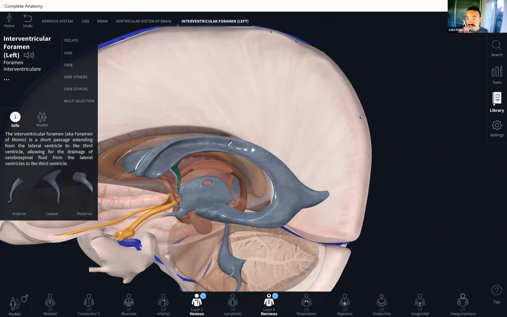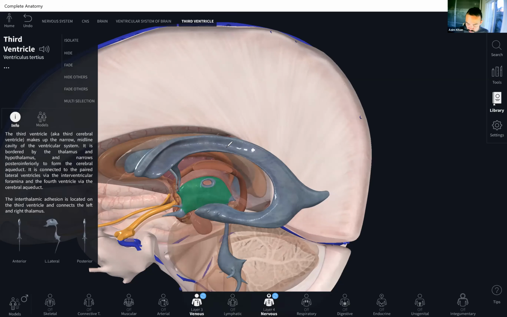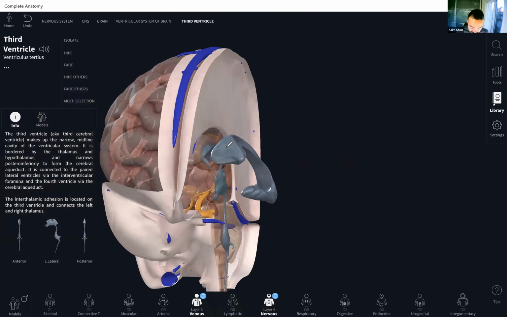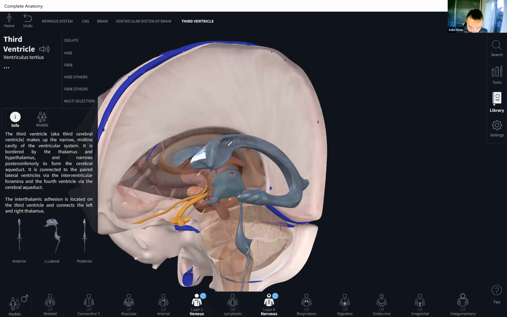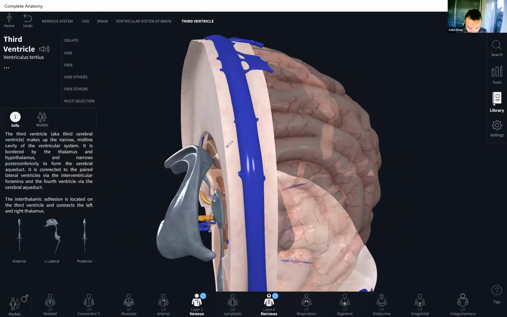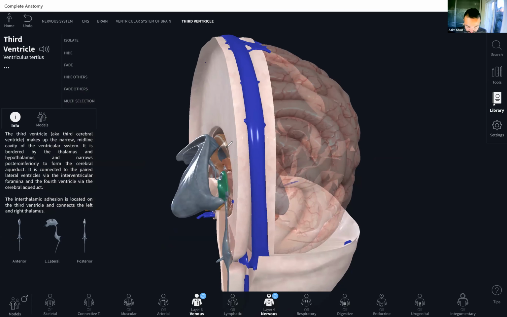The third ventricle is this circular-ish region. It's got a hole in the middle. We'll get to why later. There's the third ventricle. Here's an anterior view, lateral view, posterior-ish view.